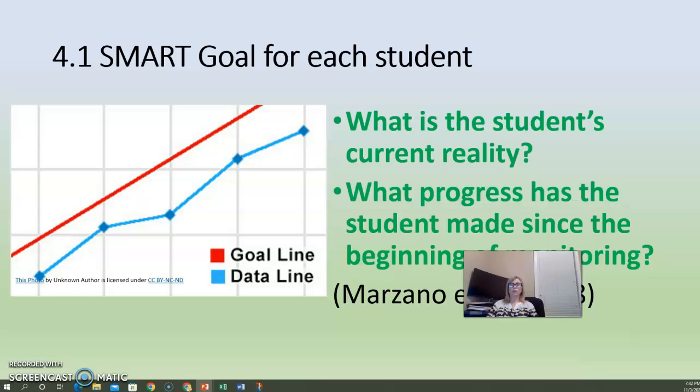4.1, SMART goals for each student. We should answer these two questions in regards to creating these SMART goals for each student. To begin with, what is the student's current reality? And what progress has the student made since the beginning of monitoring? Marzano et al. 2018.